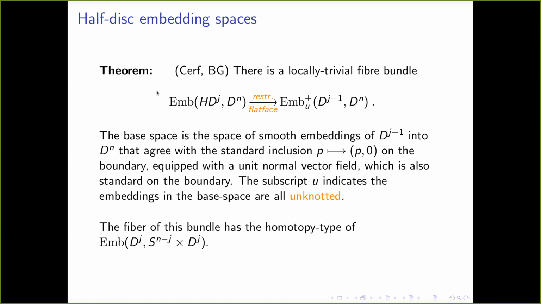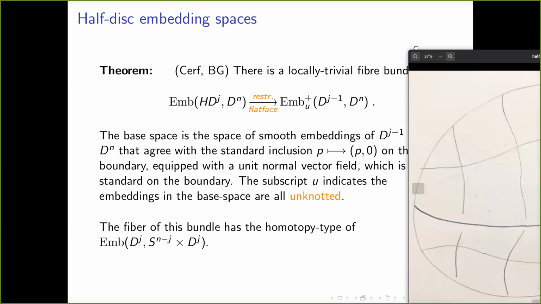So a theorem, which he didn't state this way, but is essentially due to Cerf, is that there's a locally trivial fiber bundle, and the total space is the embedding space of this j-dimensional half disk in D^n. What you do is restrict that embedding to the flat face, the flat boundary component. That gives you an embedding of D^(j-1) into D^n, which is standard on the boundary. Not only that, it doesn't give you every embedding, it just gives you unknottable embeddings. And I want more than just that embedding.